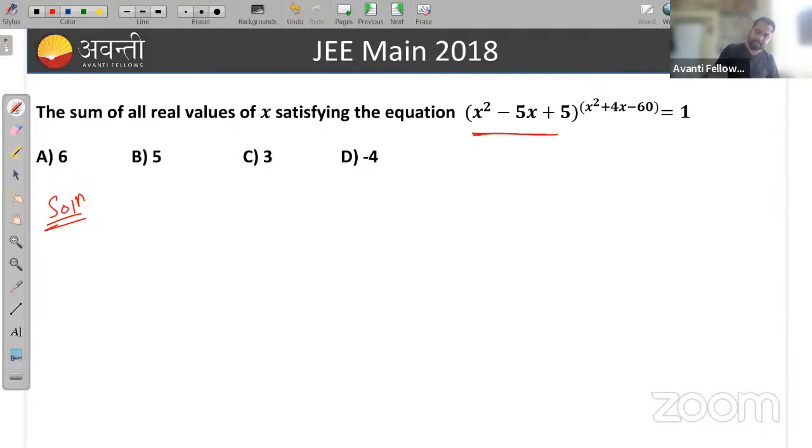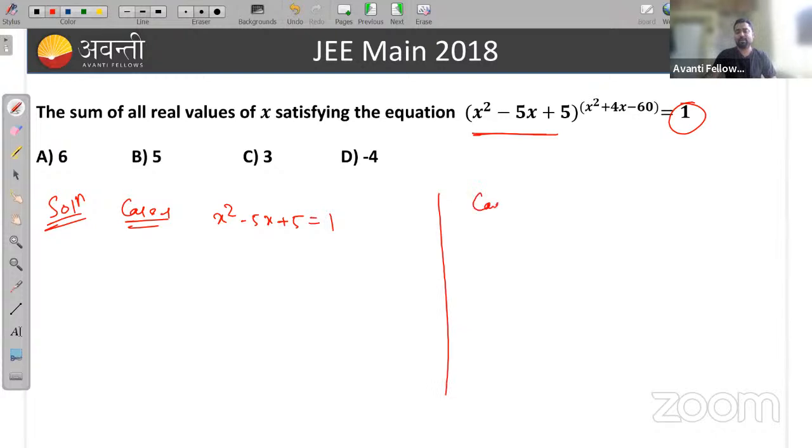Okay, let's solve it. The method is, now we'll discuss. When the right hand side is 1, the first case is case 1: when the base becomes 1, the exponent may be anything, it will be 1. So the base becomes 1, that is x square minus 5x plus 5 is equal to 1. This is the first case.